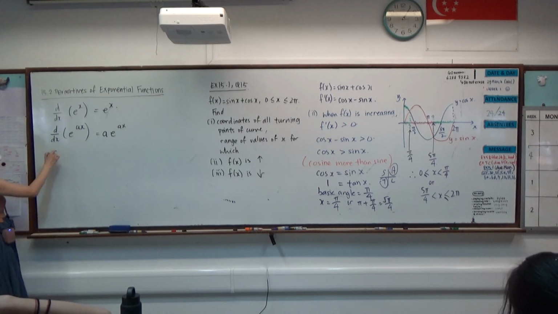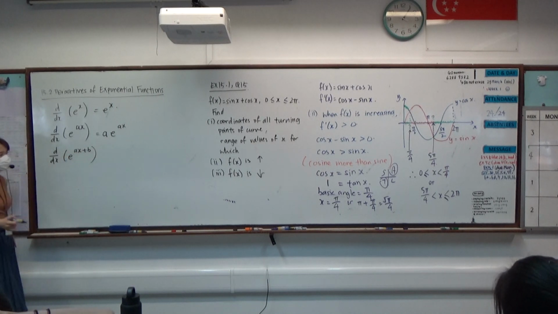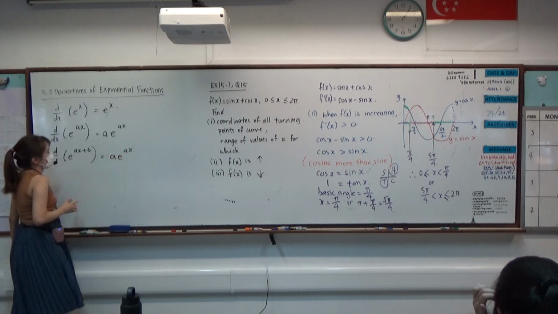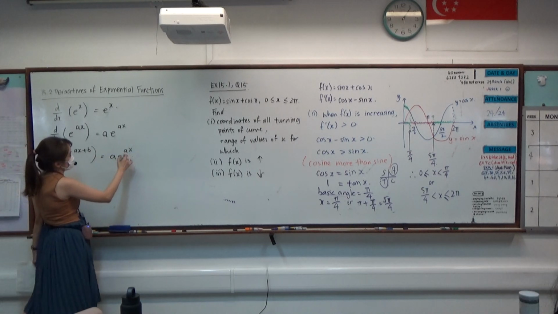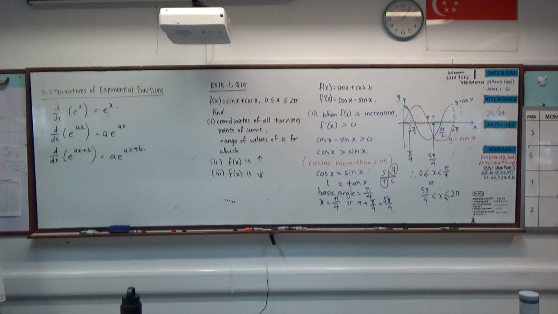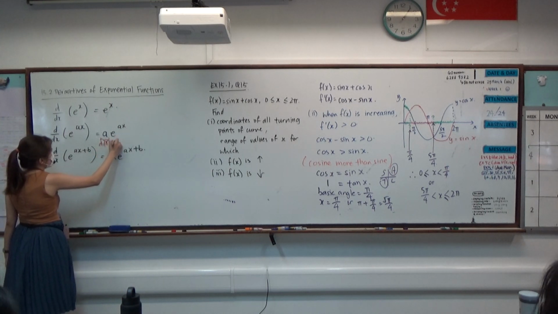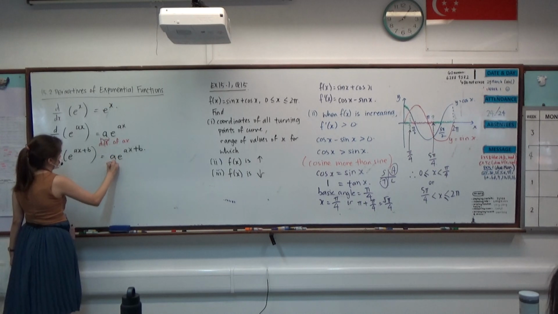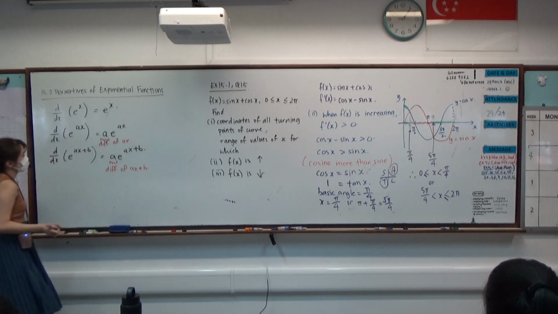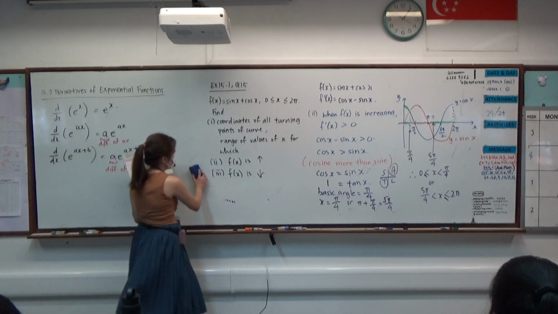Even if it is ax plus b, where b is another constant number, it will still be a times e to the power of ax plus b. So this is differentiation of e to the power of ax, and differentiation of e to the power of ax plus b. So it can't get any simpler than this.